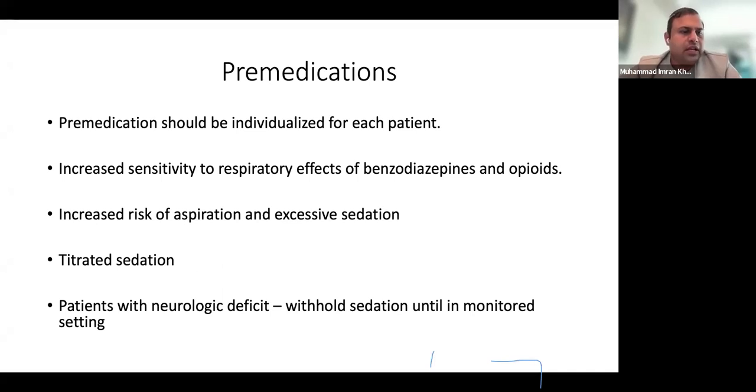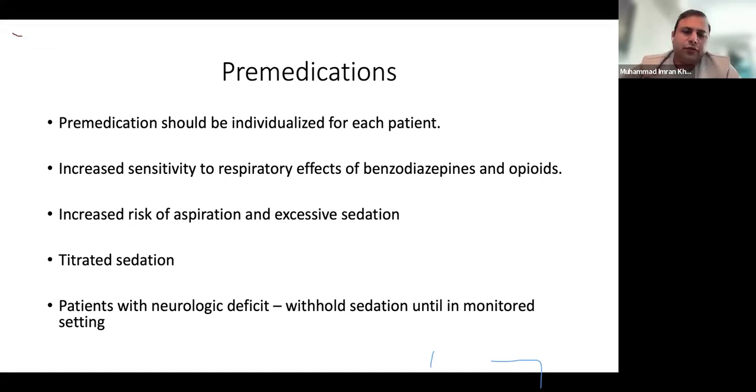So sedatives should be titrated to effect using small doses of medication. For example, midazolam 1 to 2 milligram IV, but it should be given in small boluses of like 0.5 to make sure that no harmful effect is being caused by the sedatives. For patients symptomatic with neurologic deficits who require pre-medications, we withhold sedation until the patient is fully monitored and in a setting that would allow immediate airway management.